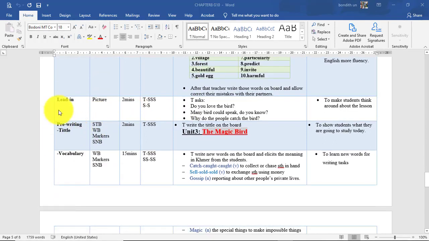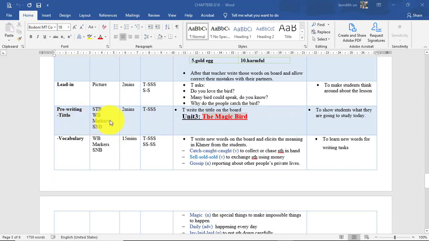We continue to the lead-in. In the lead-in, I use a picture to show the students, and I ask them: do you love birds? Many birds can speak, do you know? Why do people catch birds? The purpose is to make students think about the lesson.